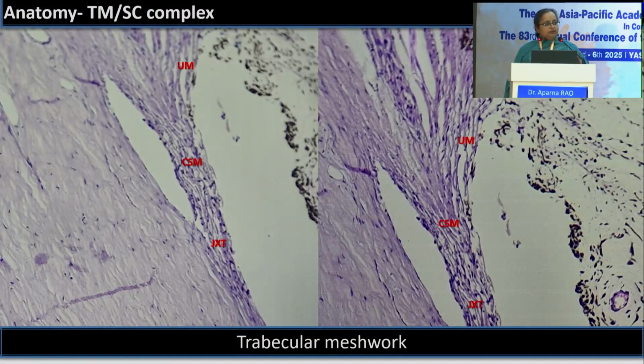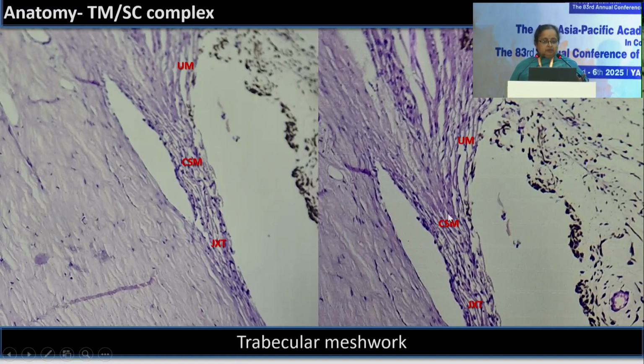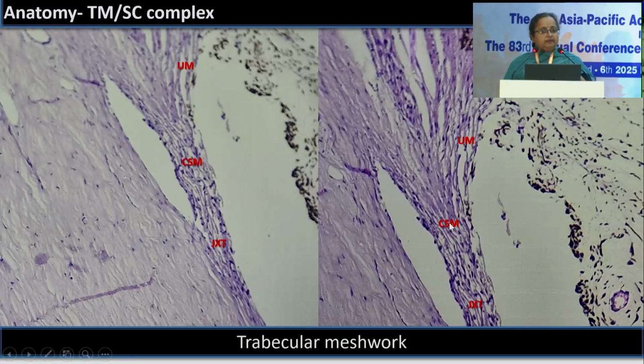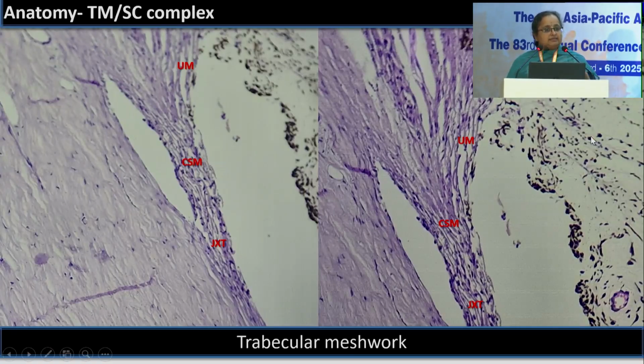Traditionally we know that the trabecular meshwork contains three parts. The one closest to the Schlemm's canal, this big lumen here, is your juxtacanalicular tissue. The one after that is the corneoscleral tissue. These two differ not in terms of morphology but in the intertrabecular spaces. You can see that the juxtacanalicular tissue is very tightly bound, while the CSM has wide intertrabecular spaces.